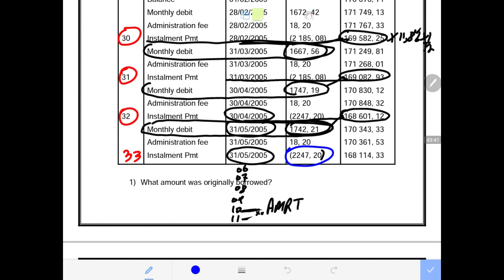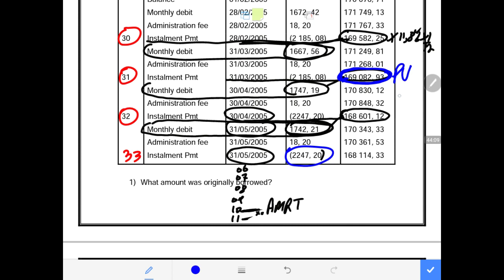Our latest balance before there was a change in the interest rate was 169,082. This was our balance before the month of April, the balance at the end of March, before the interest rate changed. So this is our new present value. Now, because there is a change in our interest rate and also our PMT, this is our present value.